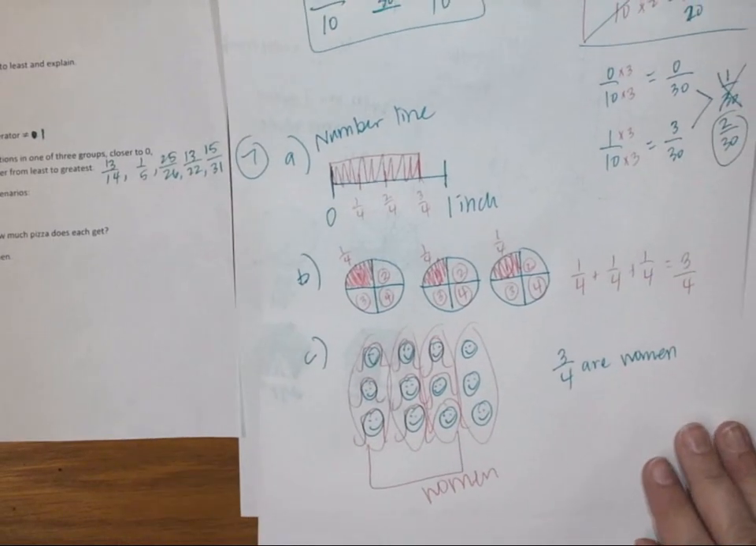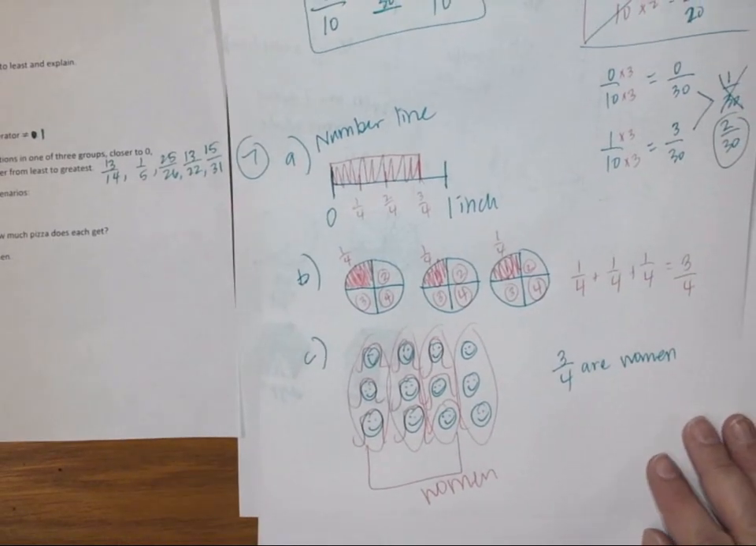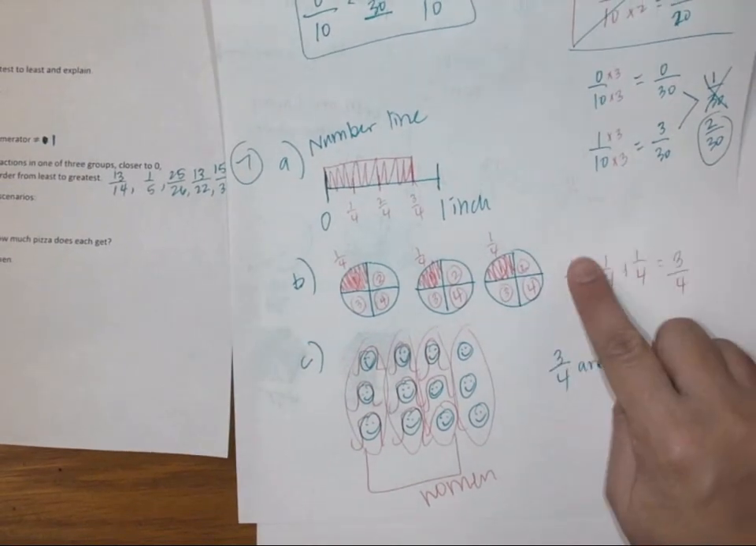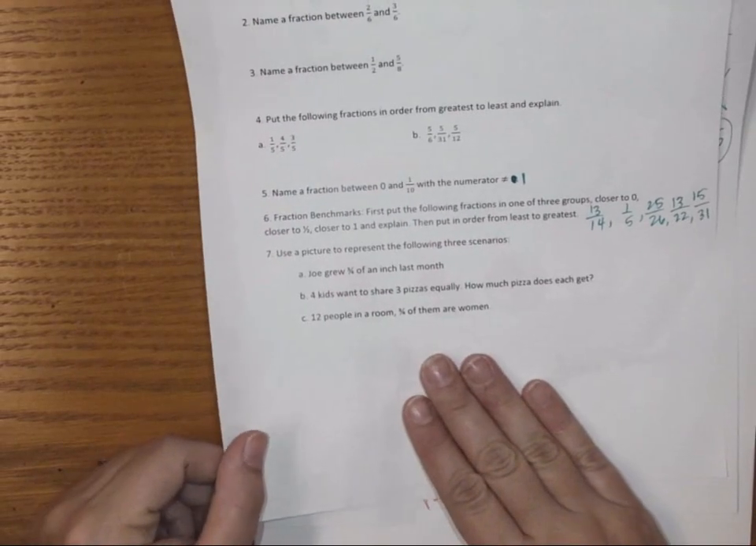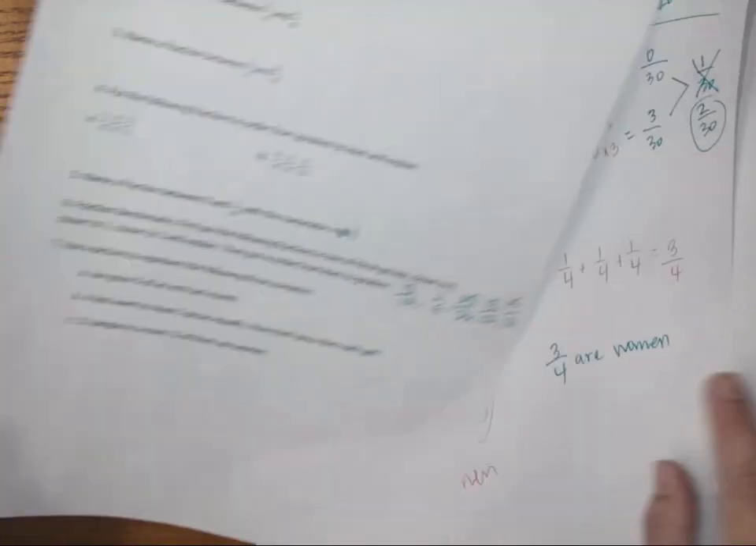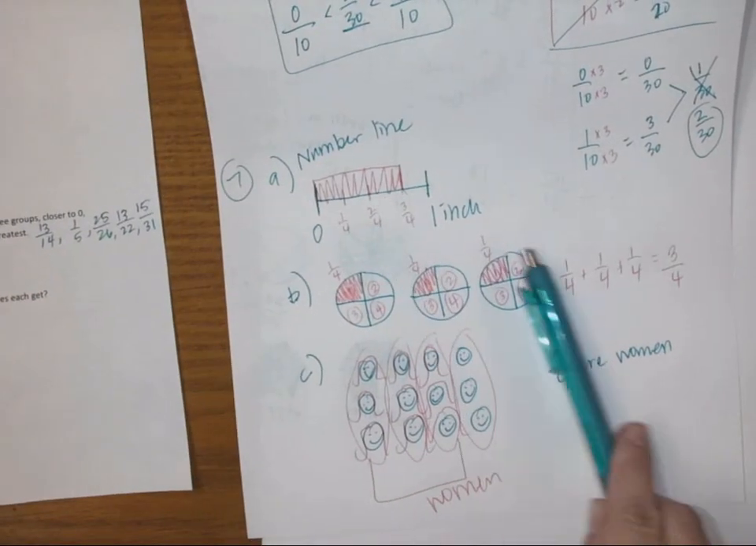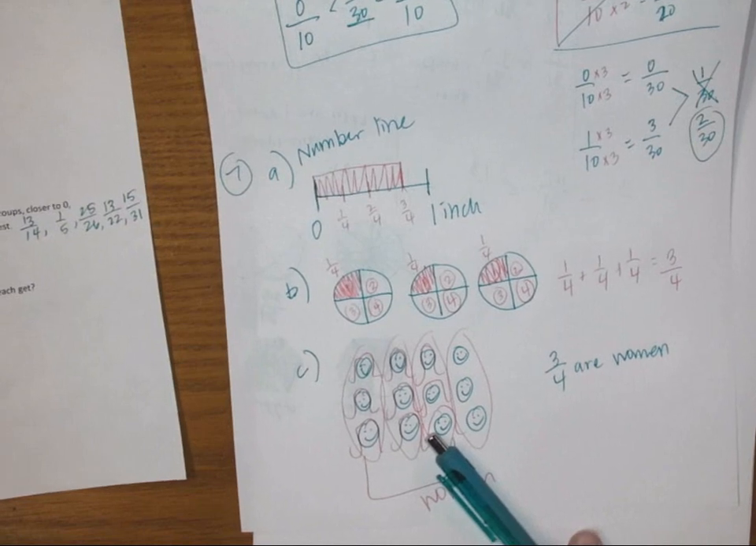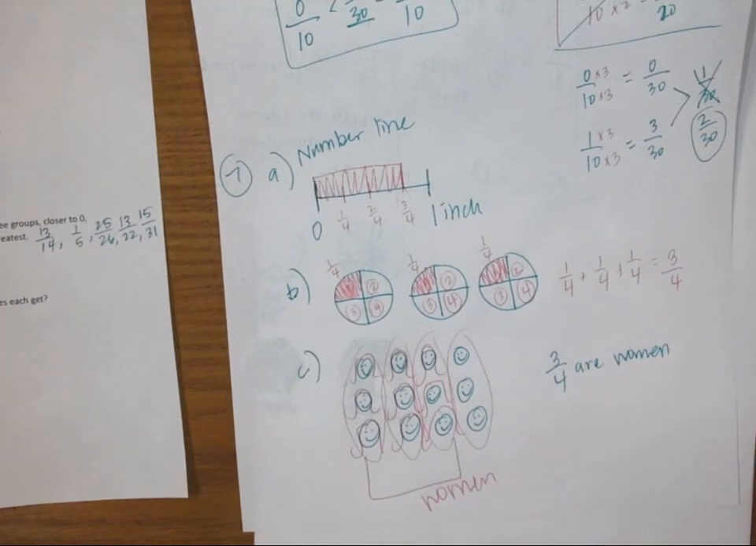Okay, so I just wanted to show you the reason why we have the 3 different models. We have a number line or a line model, an area model, and a set model. And here's 3 examples of how we think about things differently. Each of these were 3/4: 3/4 of an inch, 3/4 of a pizza, 3/4 of a set of people or women. It's just we use different models to explain it.